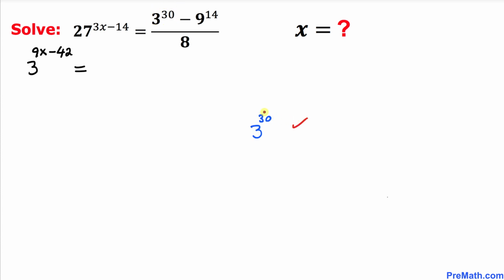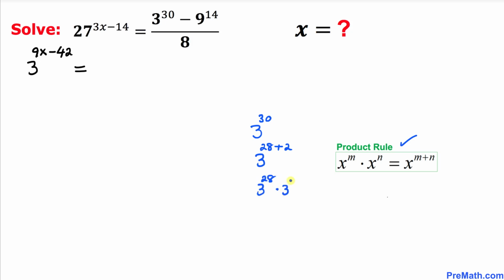Here I have copied it down. Let's go ahead and tweak its exponent. 30 could be written as 28 plus 2, so this is 3^(28 + 2). Now let's apply the product rule of exponents. This could be written as 3^28 times 3^2. Now 3^2 is the same as 9. So therefore, this whole thing is going to be written as 3^28 times 9.